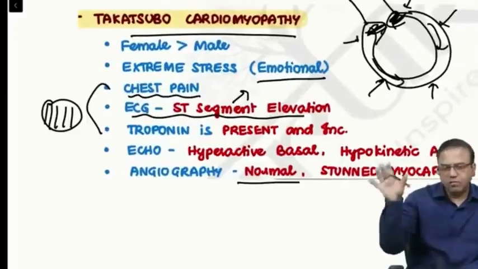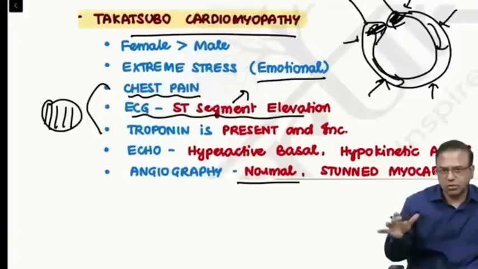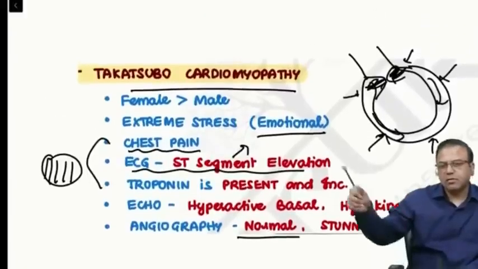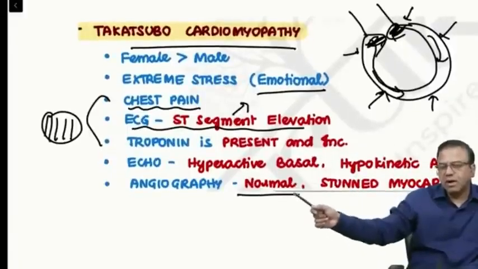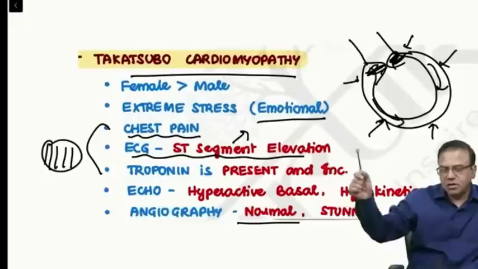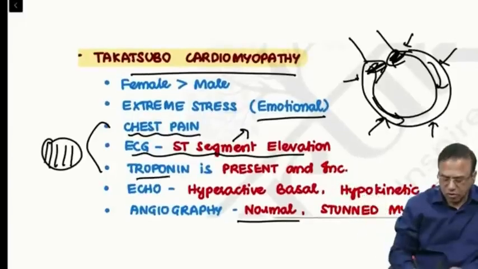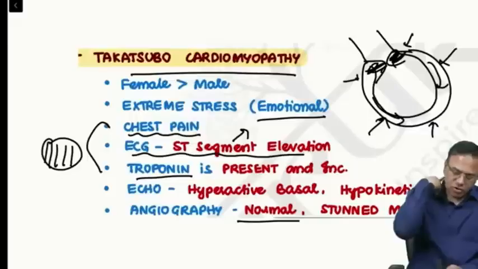Any normal person on the footpath you pick up and you do angio, you may get 20% occlusion. So I hope you understand this idea that when you see STEMI, you expect 100% occlusion. So some normal or mild atherosclerosis indicates it's not a STEMI. This is nothing but Takotsubo. Here troponin also may be high. You may see even the troponin is increased.